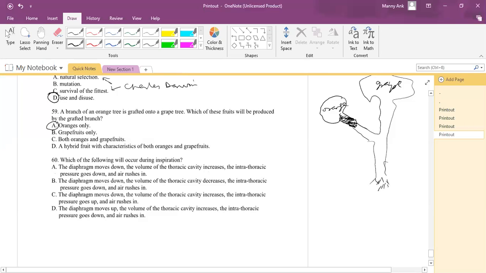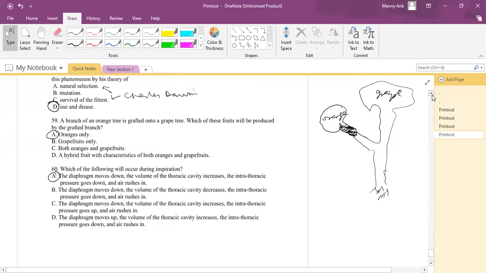Okay. So the answer here is therefore going to be A. The diaphragm moves down, the thoracic volume increases, intrathoracic pressure goes down, and air rushes in. A. Okay. Right. So these are the answers to the practice test for the science portion. Okay. Does anybody have any question on this particular one?